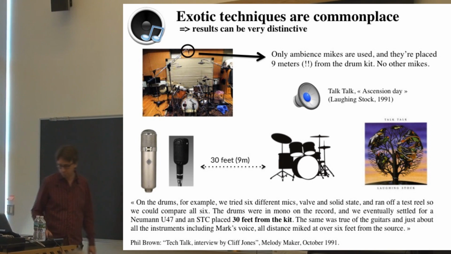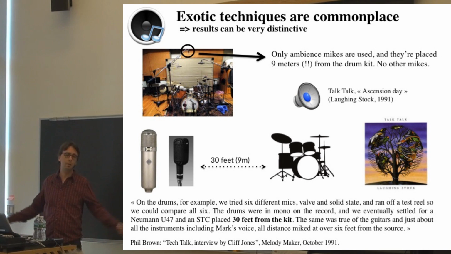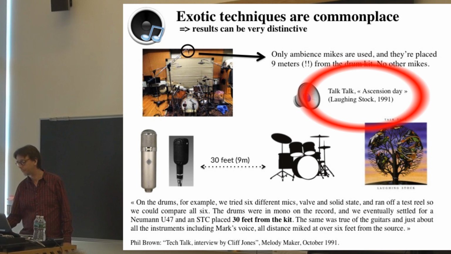Many people think that recording music is a faithful process. You have an instrument, you want to record it. In this particular case, it's not the case. When you record drums, you have ambience microphones, like this. In this case, they put the ambience microphone 30 feet or 9 meters from the drum kit, and for that matter, from all instruments except the voice. It gives this kind of drum sound.